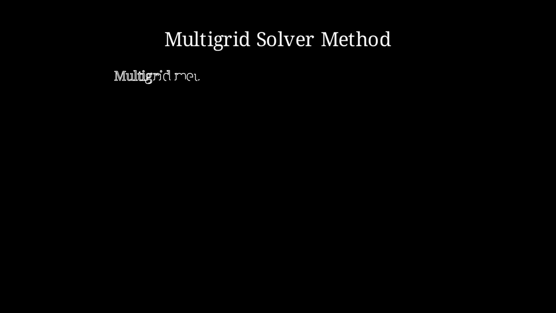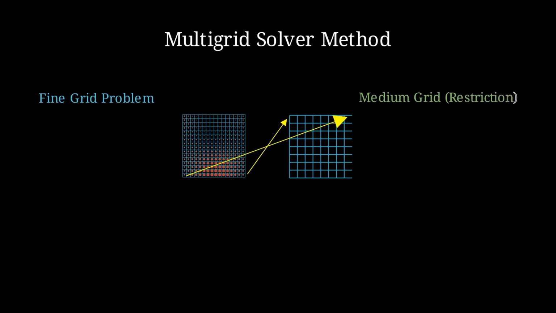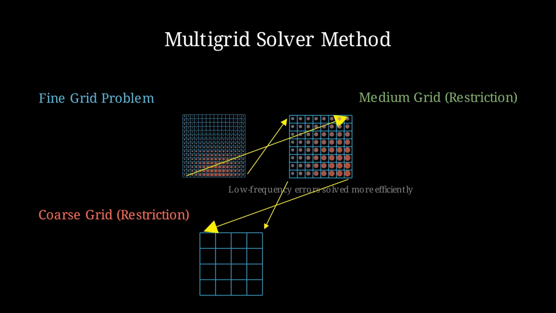And finally, the multigrid solver. The multigrid method is like solving a puzzle by first solving a simplified version of it. It creates a hierarchy of grids, different resolutions, solves the problem on the coarsest grid, then gradually refines the solution. It's the computational equivalent of looking at the problem from far away first, and moving closer, and it's ridiculously efficient for a pressure projection.